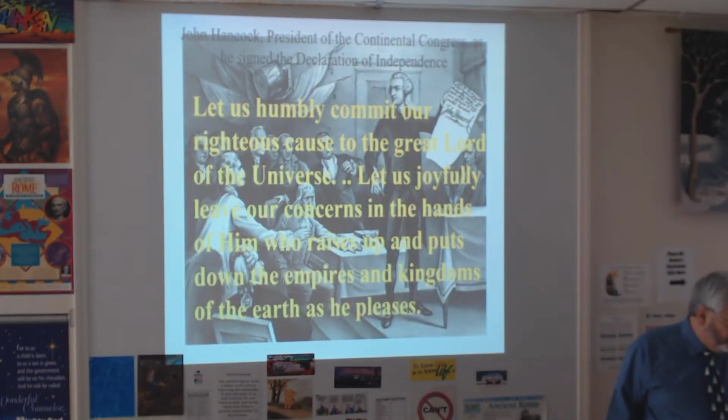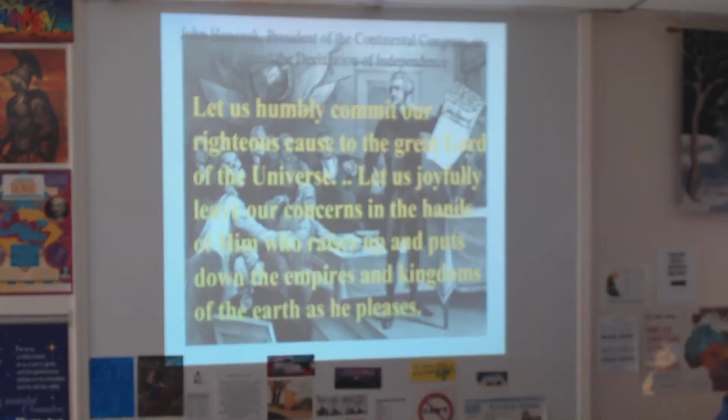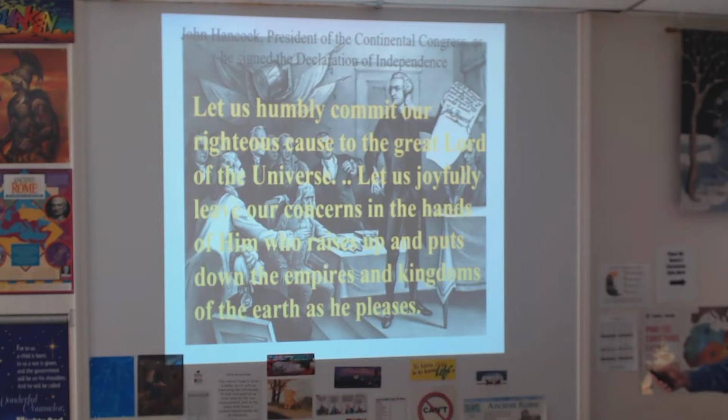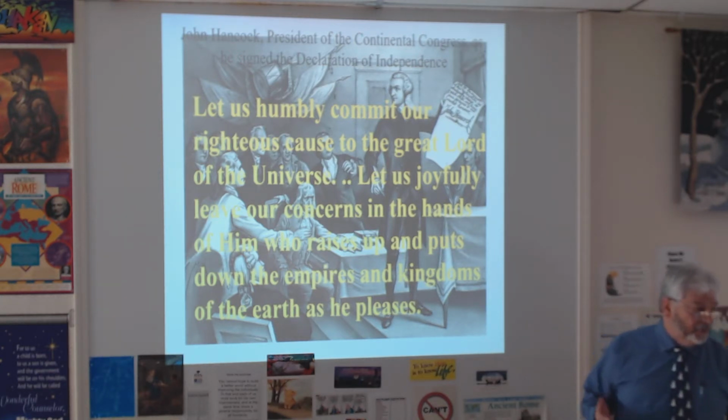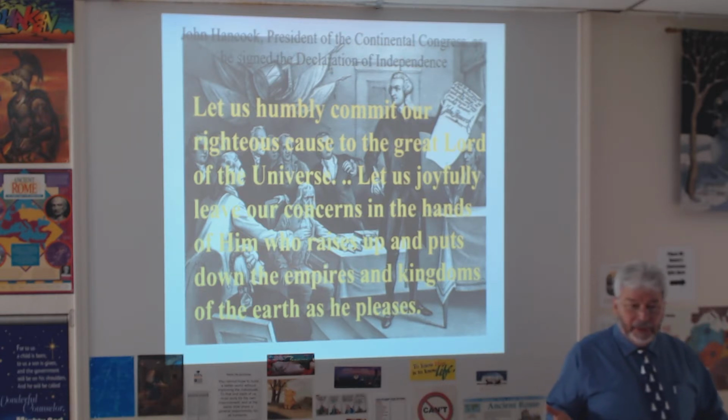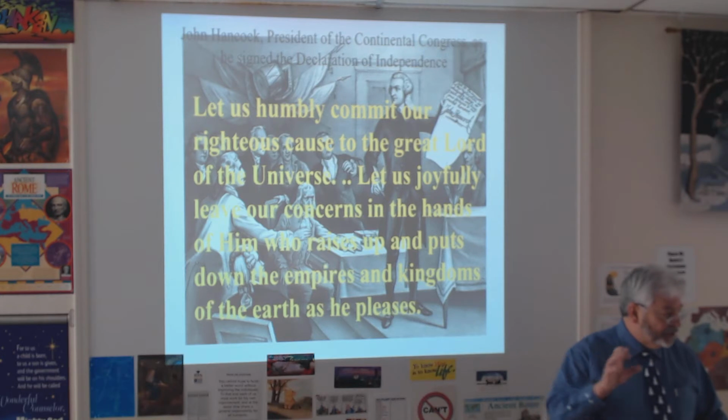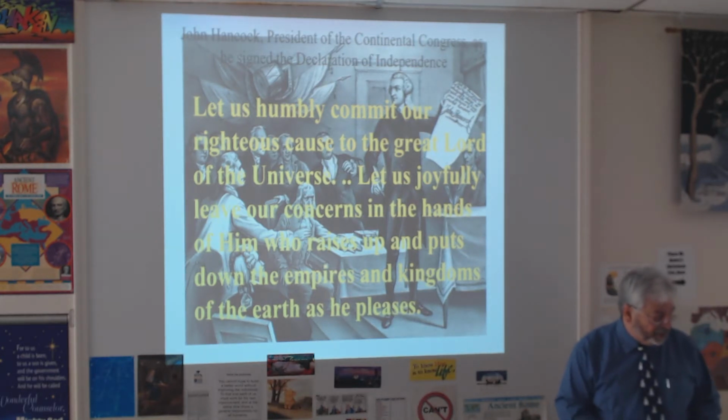Okay. Let's see. This quotation. Oh, it's from John Hancock. Remember John Hancock? What do you know about his signing of the Declaration of Independence? I'm sure you've heard this before. What did John Hancock do? He was the first one. He was the president of the Continental Congress, now that I think about it. He signed his name really large. You've seen the signatures on the Declaration? His signature is larger than the rest.